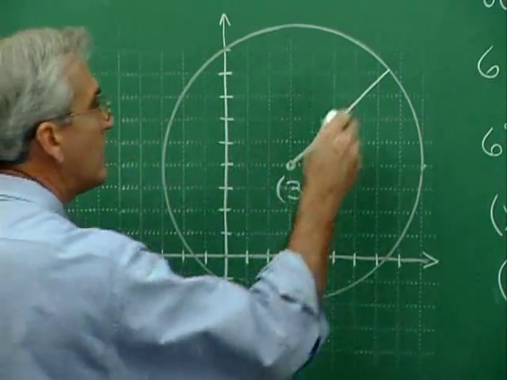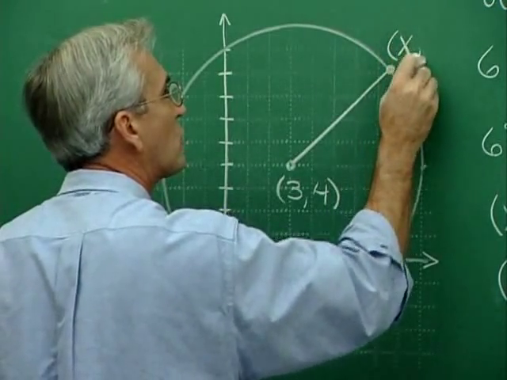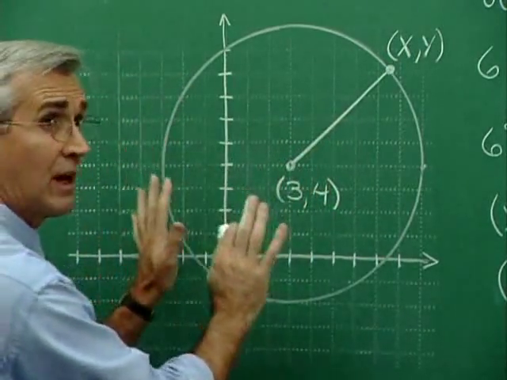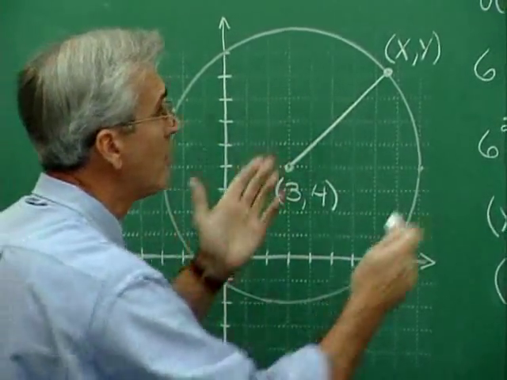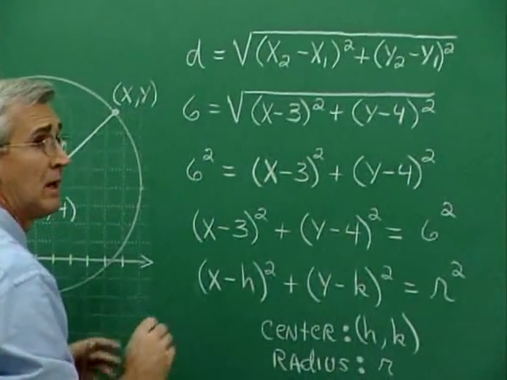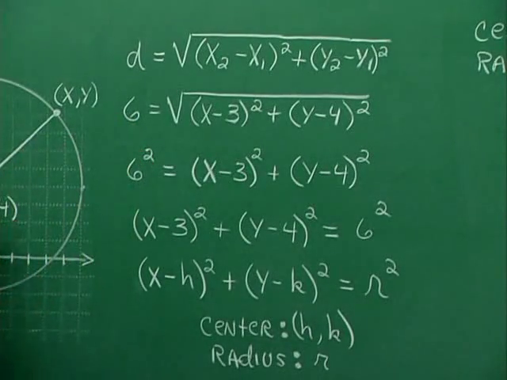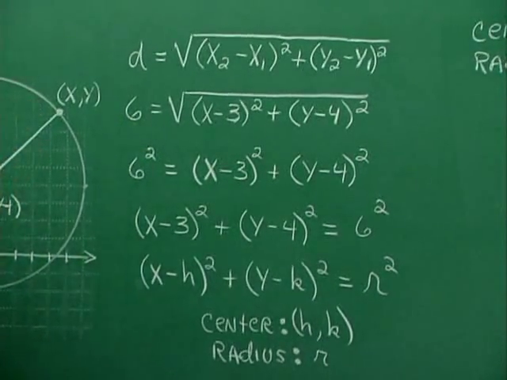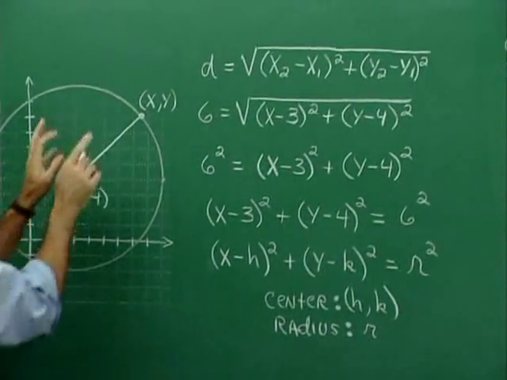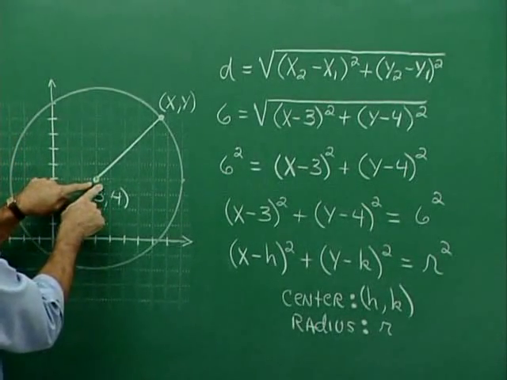Now consider that this point to the edge of the circle is a general xy value. And now let's begin the process of developing the equation associated with this by just taking our distance formula and putting in information that we know. Now the distance that we're talking about is 6, and it's the distance from this point to the edge of the circle. The points on the edge of the circle are general xy pairs, but the point in the center is a specific 3, 4.